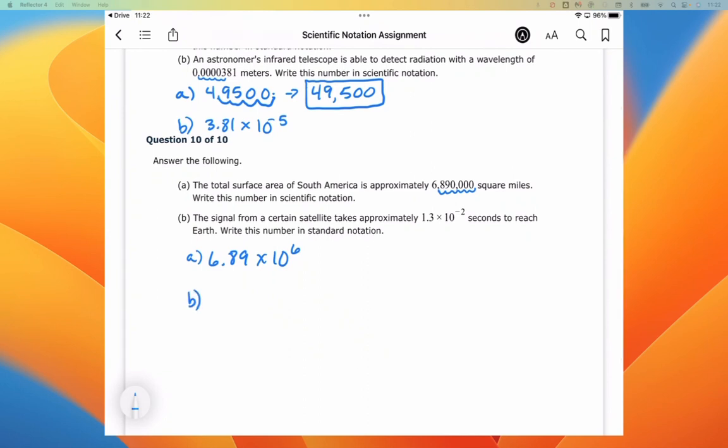And lastly, a signal from a satellite takes 1.3 times 10 to the negative 2 seconds to reach Earth. Write this in standard notation. So we have an exponent of negative 2. So our 1.3, the decimal is going to move to the left 2 spots. 1, 2. And we end up with, I want to put a 0 in front of the decimal, so 0.013 is what that number ends up being in standard form.